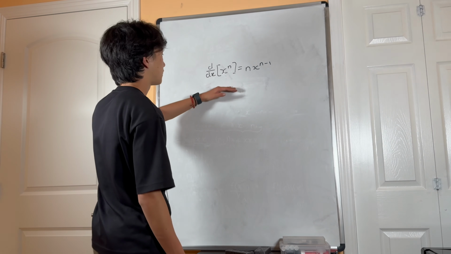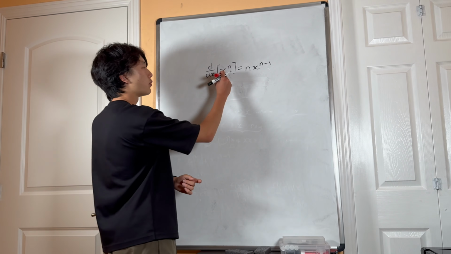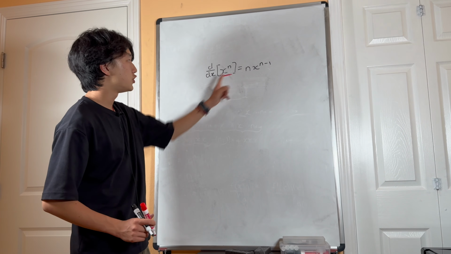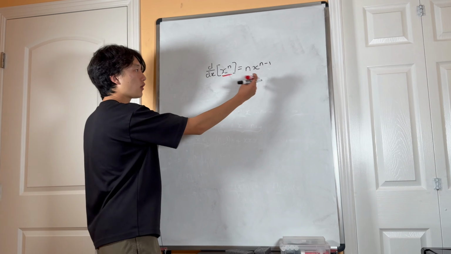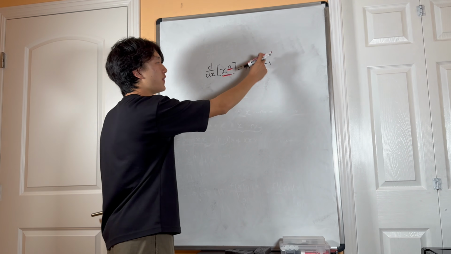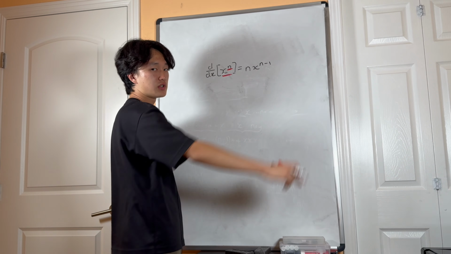This right here, well, how do you take the derivative of a polynomial, right? x raised to some power. Well, you just use the power rule. And what the power rule tells you to do is take this original exponent, drop it down to the side, and then just decrease the number by 1.